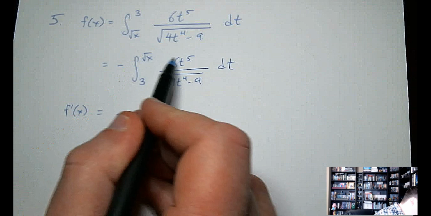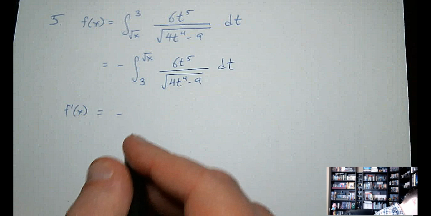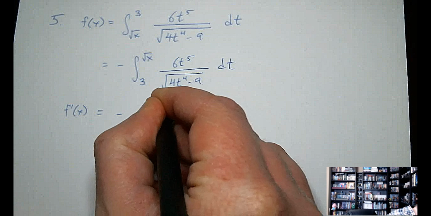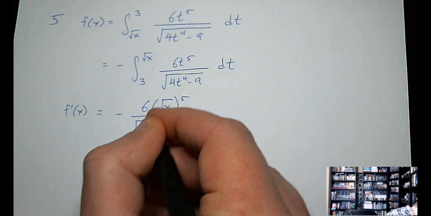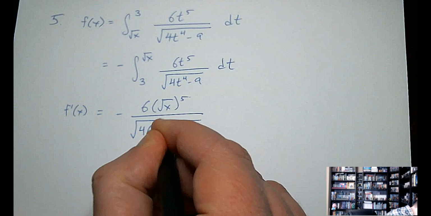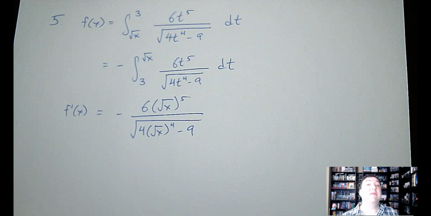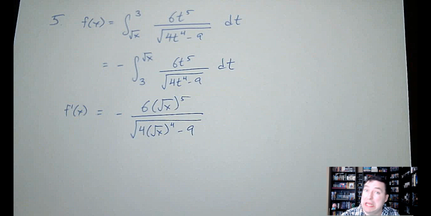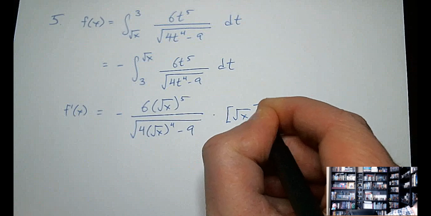So that means that when we differentiate here, well, of course, we'll get that -1 out front now, because that's just a constant multiple. If that was just x, we'd put it everywhere there's a t. And so we do the same thing with the square root of x. So we'll get 6 times root x to the 5th divided by the square root of 4 times root x to the 4th minus 9. But that's the derivative of the outside function, which is only part of the chain rule. The chain rule says that we then need to take that expression and multiply it by the derivative of the inside function, in other words, by the derivative of root x.